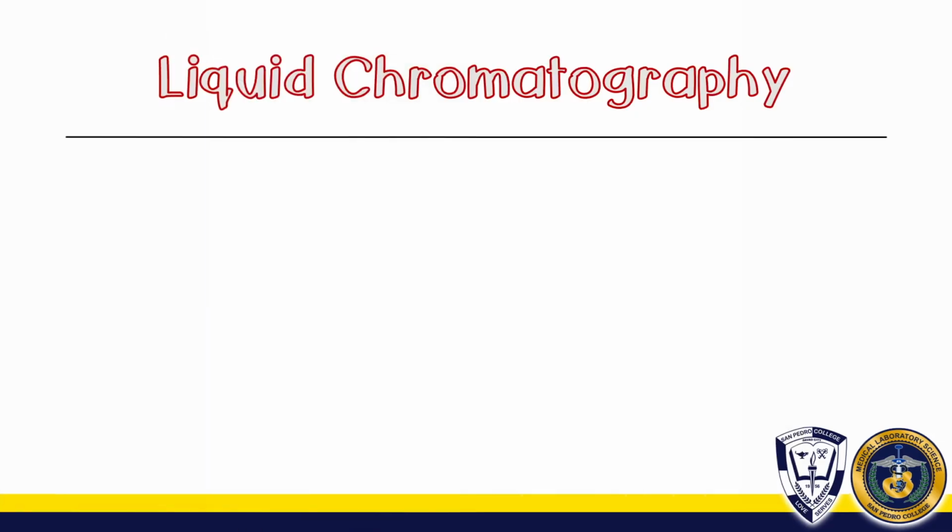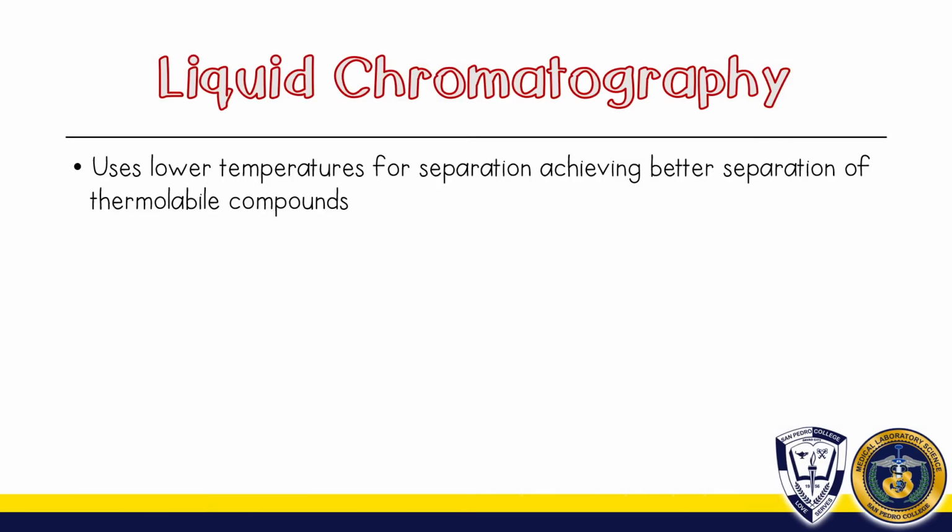Okay, so we are done with gas chromatography. Now we proceed with your liquid chromatography. Now, liquid chromatography uses lower temperatures for separation, achieving better separation of your thermolabile compounds. When we say thermolabile, meaning your compound or sample is actually unstable when heated and is readily destroyed or deactivated, especially when introduced to heat. Now, in liquid chromatography, it is easier to recover a sample compared to gas chromatography.